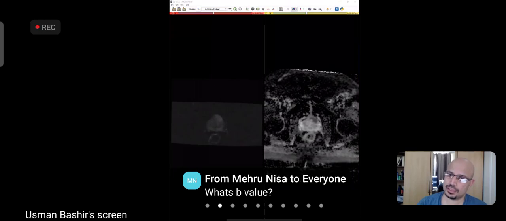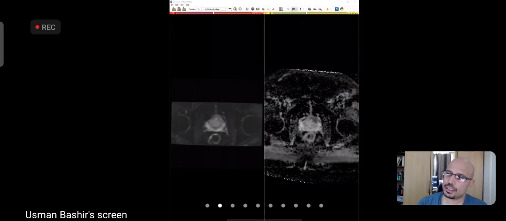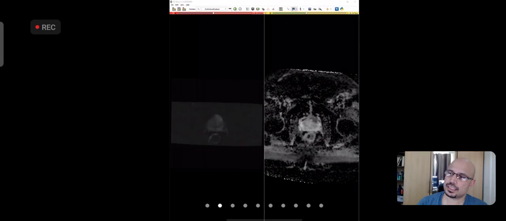So that's what happens with diffusion weighted imaging. दूसरी चीज आप note कर रहे हैं कि as we go up in the value, background healthy tissue का signal drop हो रहा है और cancer का signal bright. That's called diffusion restriction. Can you appreciate that? And the ADC map is actually derived.